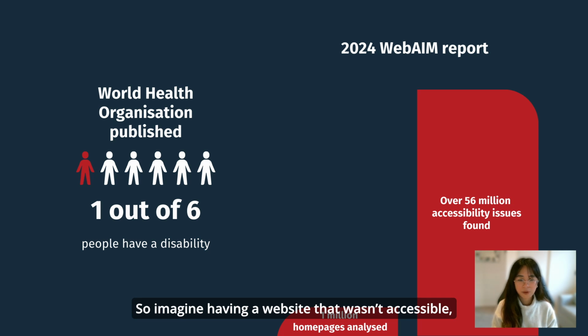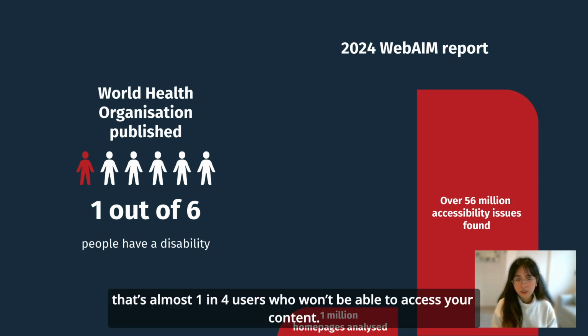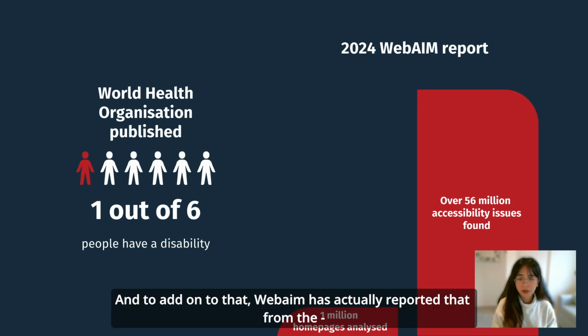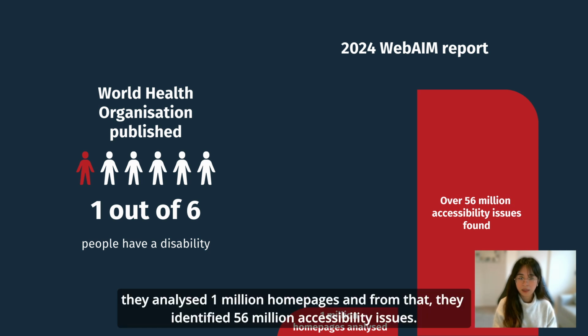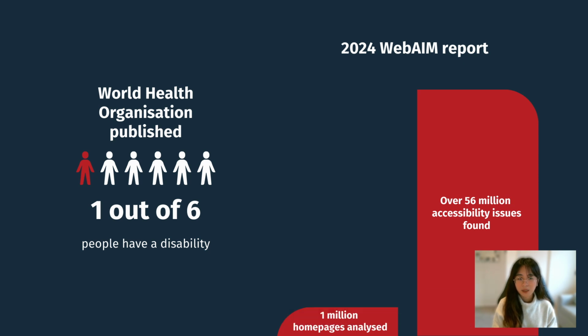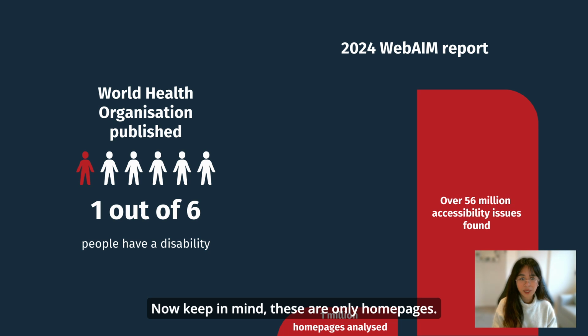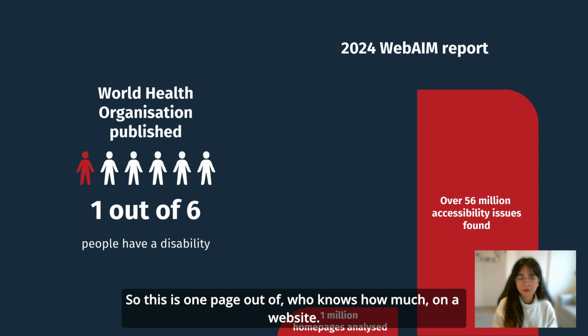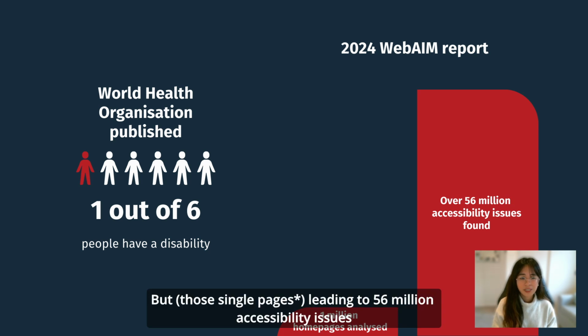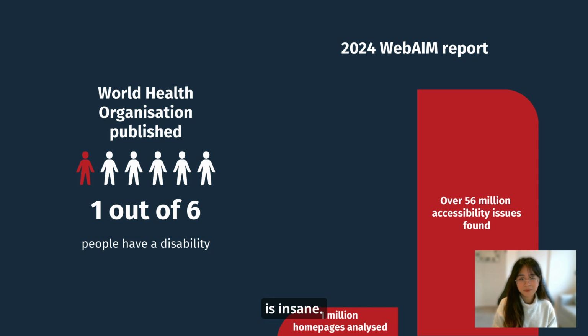So imagine having a website that wasn't accessible. That's almost 1 in 4 users who won't be able to access your content. And to add on to that, WebAIM has reported that they analyzed 1 million homepages, and from that, they identified 56 million accessibility issues. Now, keep in mind, these are only home pages. So this is one page out of who knows how many on a website. But that one page leading to 56 million accessibility issues is insane.